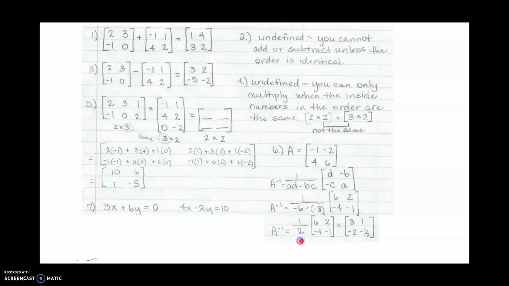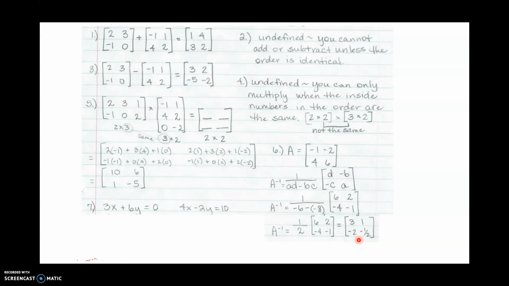So now we're going to do scalar multiplication. 1/2 of 6 is 3. 1/2 of 2 is 1. 1/2 of negative 4 is negative 2. And 1/2 of negative 1 is negative 1/2. And that would be our inverse.